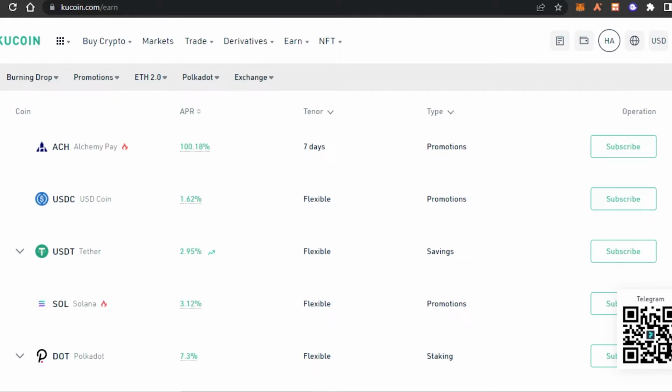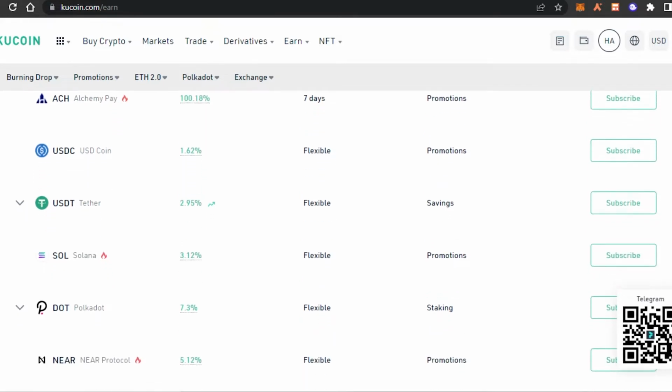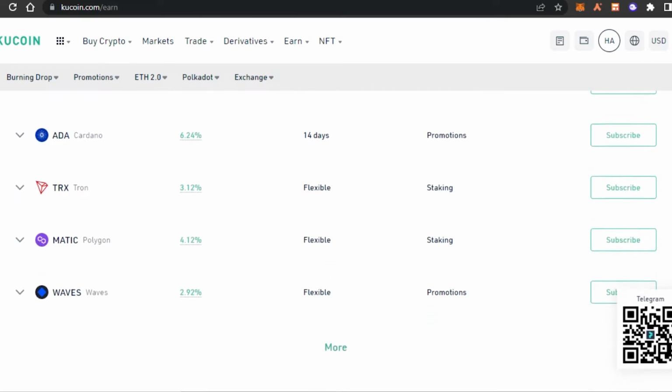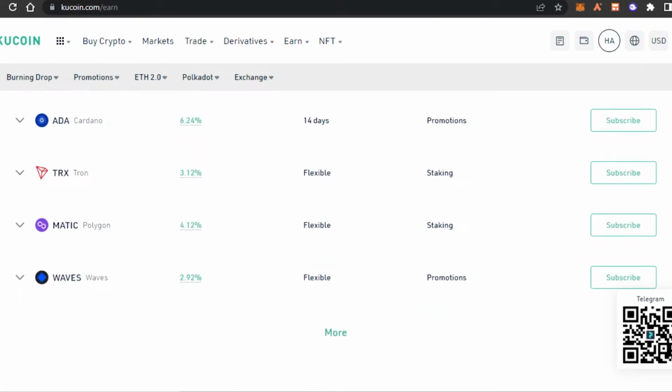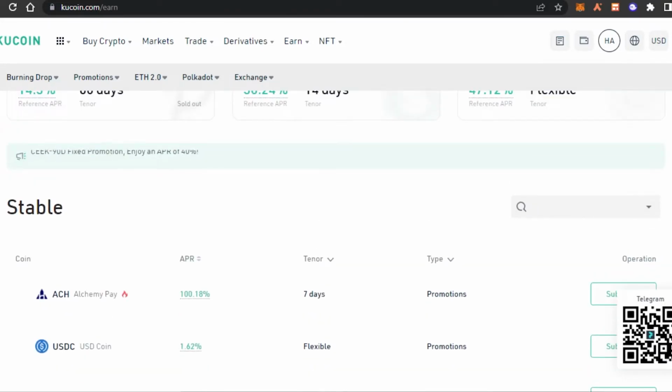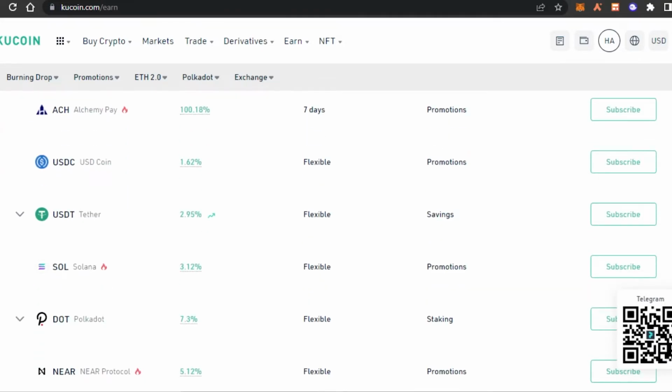For example, Solana, USD Coin, we have Alchemy Pay, we have Tron, we have Waves, Polygon. So these are very stable and well-known assets out there. You invest in it and you then earn your profit. That's how we make money on Kucoin really easily. So there is an investment involved here. Of course, you can subscribe to it and then you can follow and track the asset that you're actually going for.